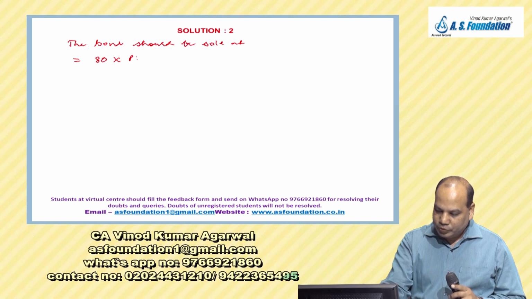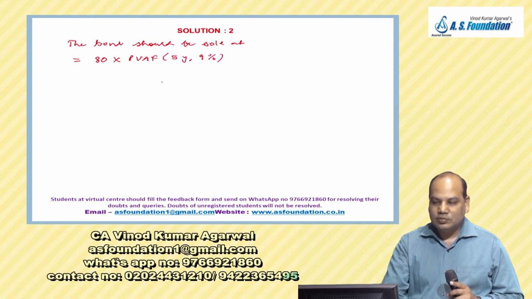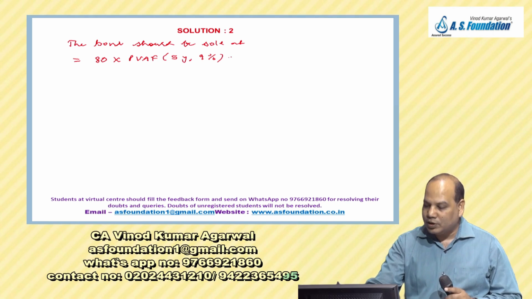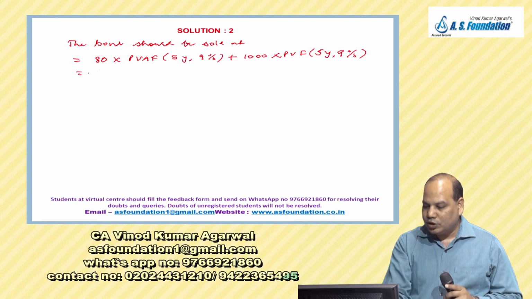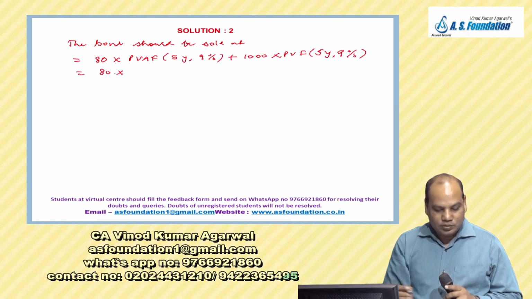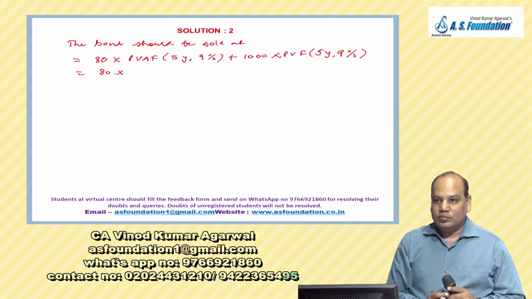into PV annuity factor for 5 years. At what rate of interest? 9% I will discount, so that it will generate a return of 9%. And then 1000 into PV factor 5 years, 9%. So dear student, you should say, in order to match a 9% bond, this bond should be sold at the following price.